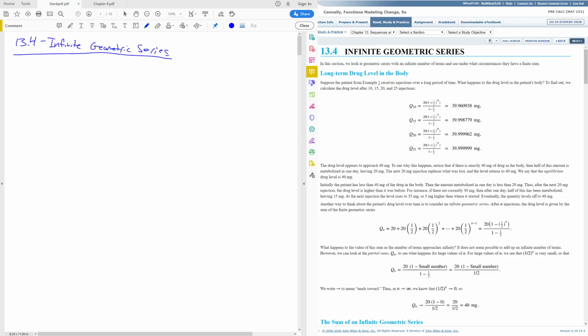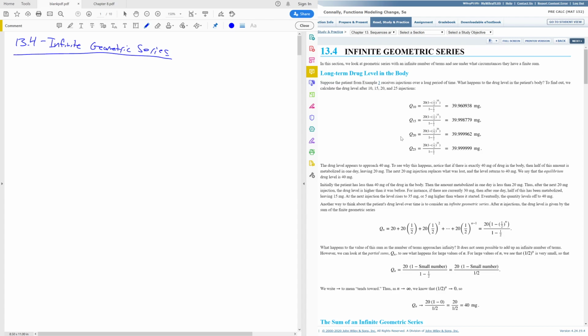Alrighty, let's finish up our chapter 13 with infinite geometric series, which is the sum of a geometric sequence that has an infinite amount of terms. Now, you might be thinking, if you add up an infinite amount of terms, won't the sum just always be infinity? Sometimes it's infinity, but other times, which is what this section is focused on, it will actually add up to be a regular number. So let's take a look.